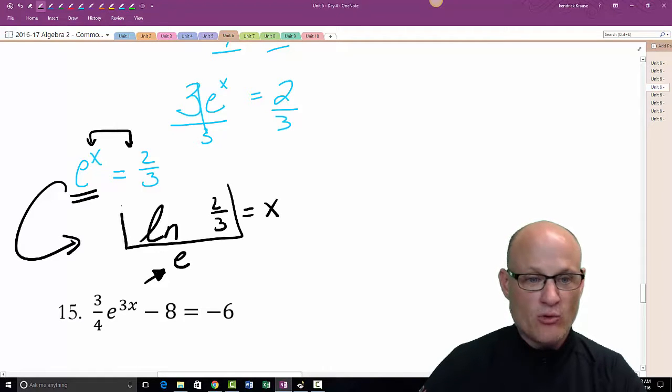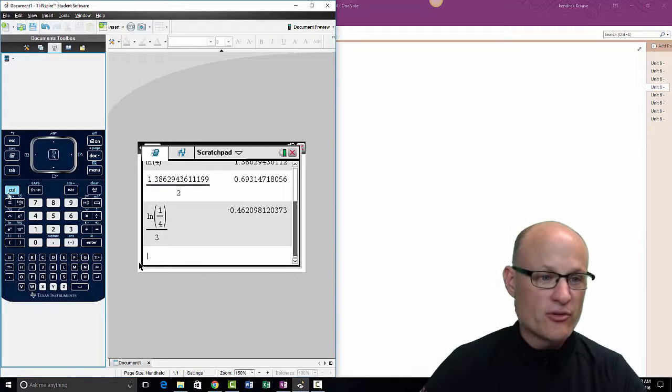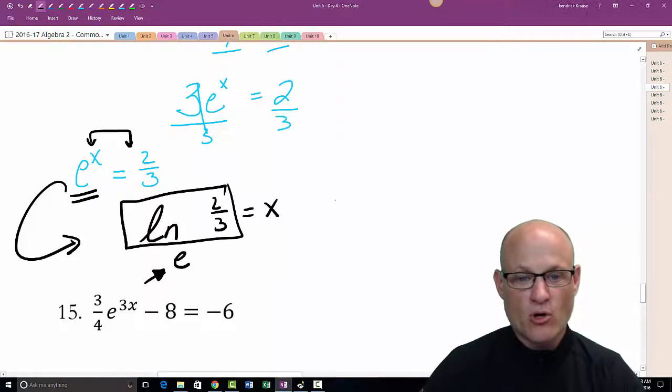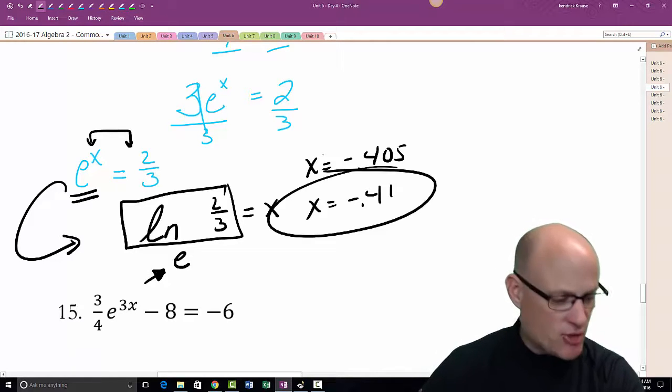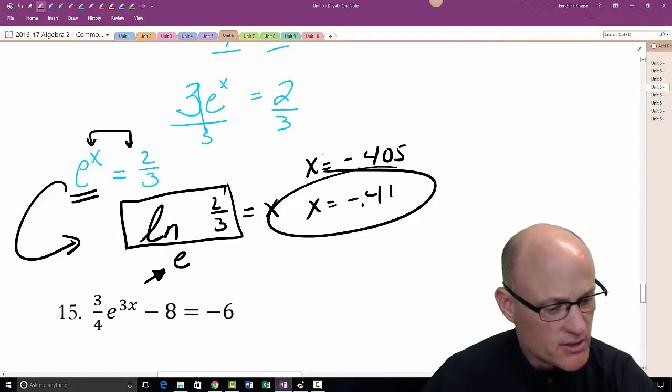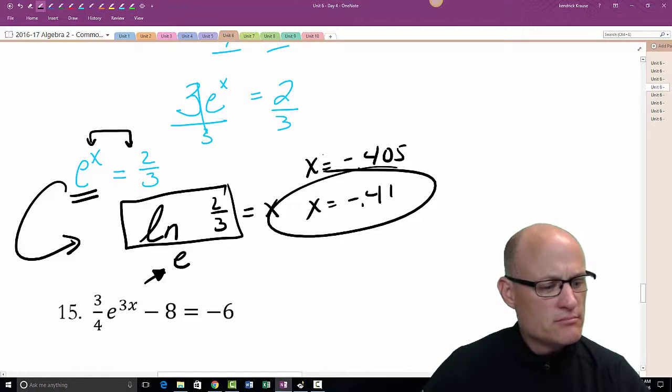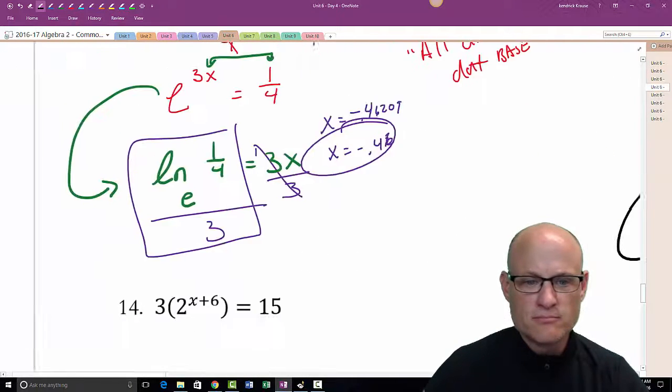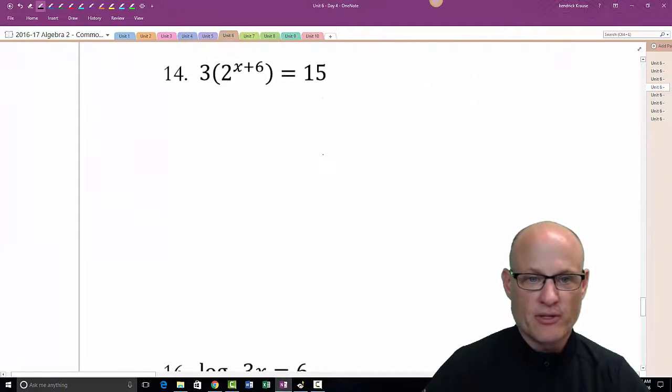Now this is what we type into our calculator, the natural log of 2/3. So control natural log, 2 divided by 3, ka-ching, negative 0.405. So x is equal to negative 0.405. Round to the hundreds place, we go negative 0.41. My answer key, I rounded to thousands place. Okay.